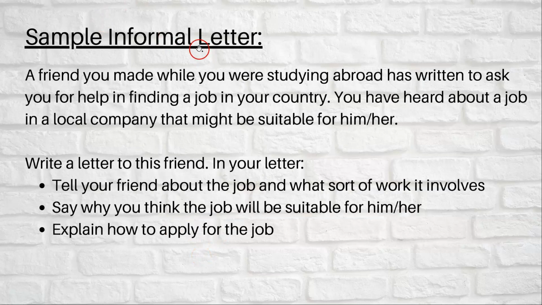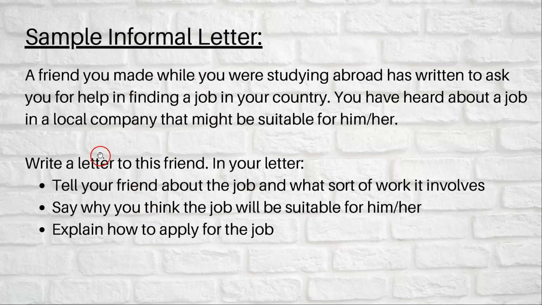Sample informal letter. A friend you made while you were studying abroad has written to ask you for help in finding a job in your country. You have heard about a job in a local company that might be suitable for him or her. Write a letter to this friend. In your letter, tell your friend about the job and what sort of work it involves. Say why you think the job will be suitable for him or her and explain how to apply for the job. So this is the main question and these are the 3 bullet points.